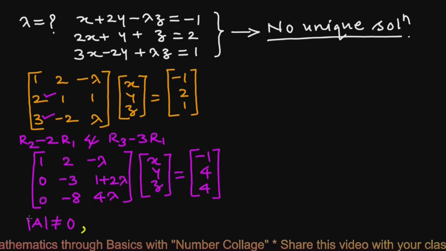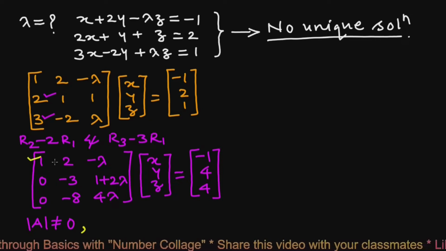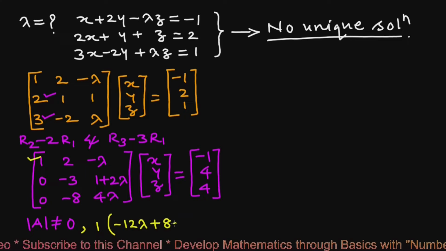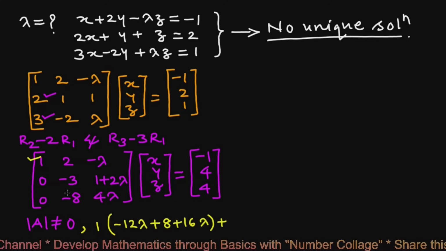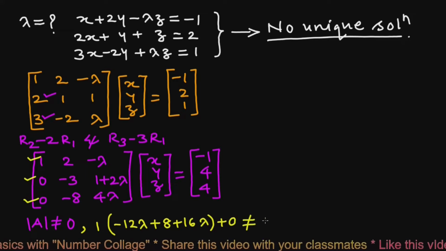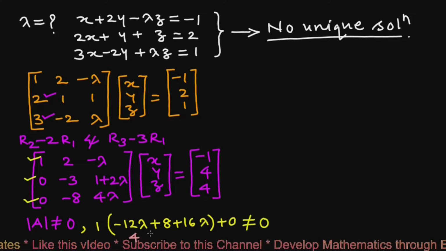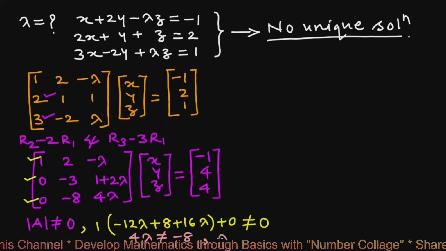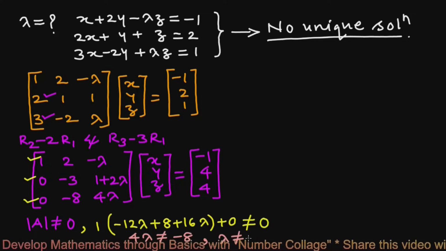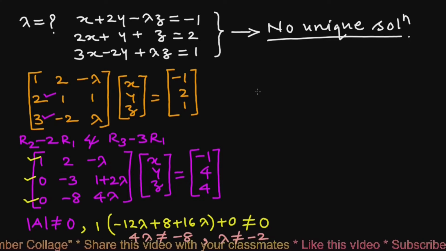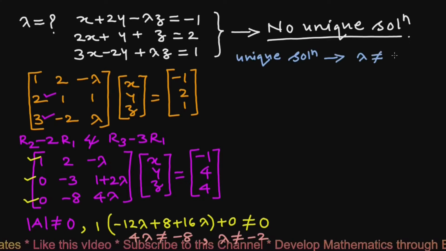Solving this determinant by column, we write this 1 into minus 12 lambda plus 8 plus 16 lambda plus, because of these two zeros, 0. That should not be equal to 0. That means 4 lambda is not equal to minus 8, that is lambda not equal to minus 2, which means that the equations will have a unique solution when lambda is not equal to minus 2.